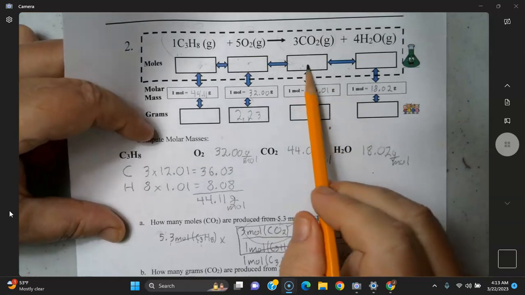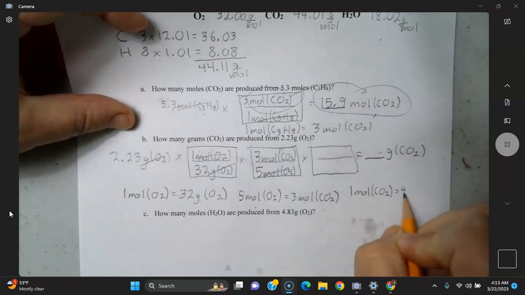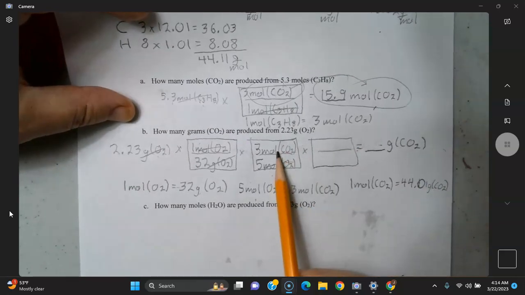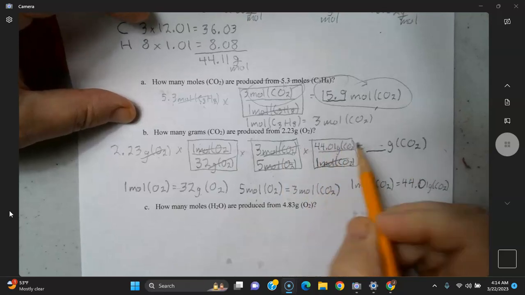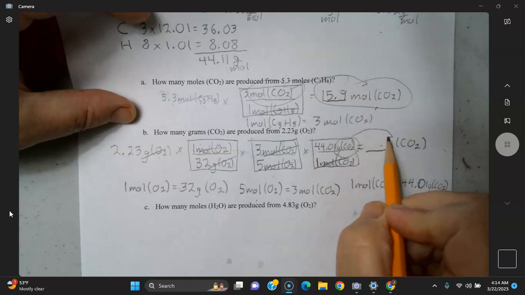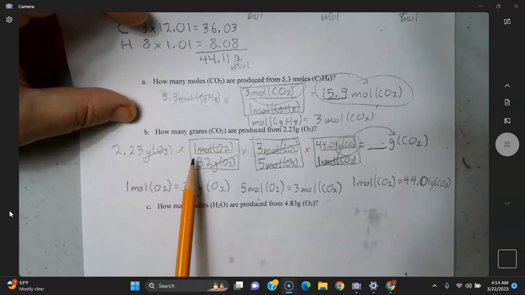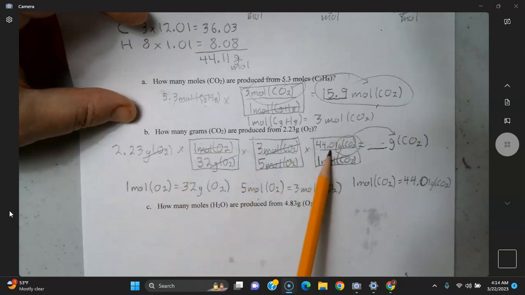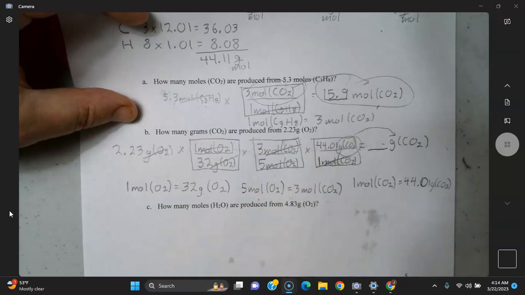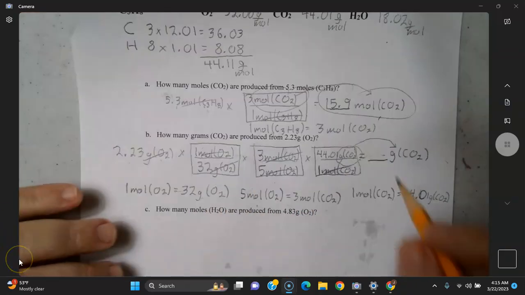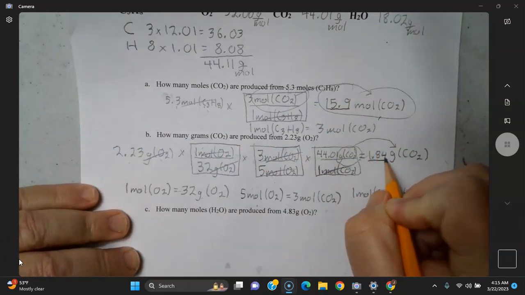Now you're in this box here, and you need to come down, so you need to use the molar mass of carbon dioxide. Up there you have moles of carbon dioxide, so you need moles of carbon dioxide down there. Grams of carbon dioxide is the last man standing, and that matches with your answer, so you have it done correctly. So it's 2.23 times 1 times 3 times 44.01 divided by 32 divided by 5 divided by 1. And that gives us 1.84 grams of CO2 right there.